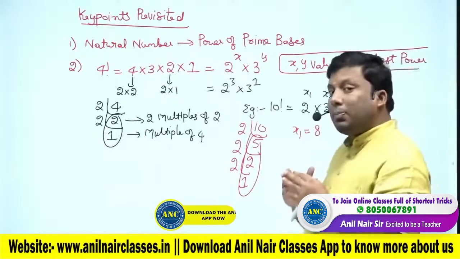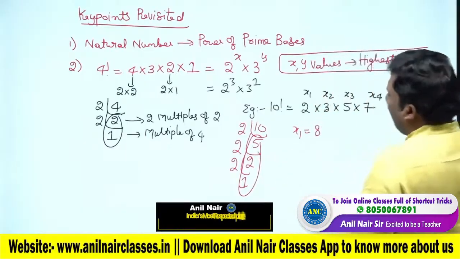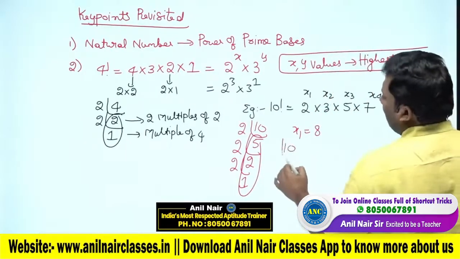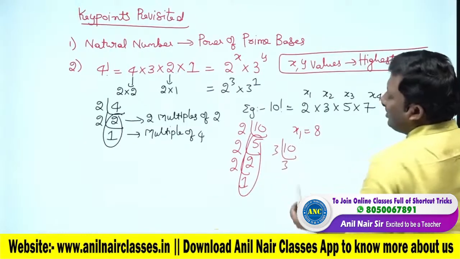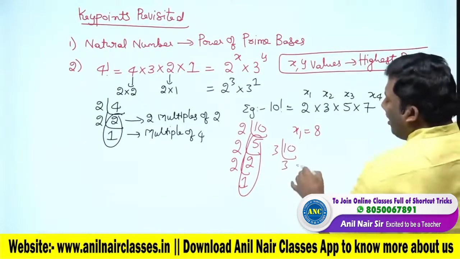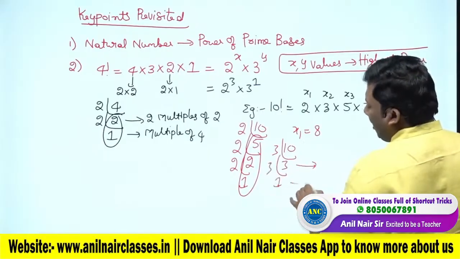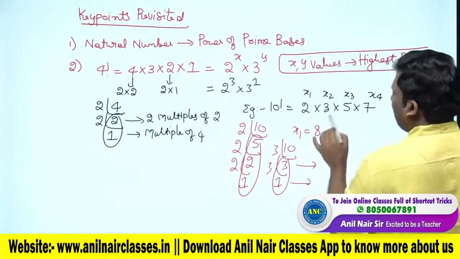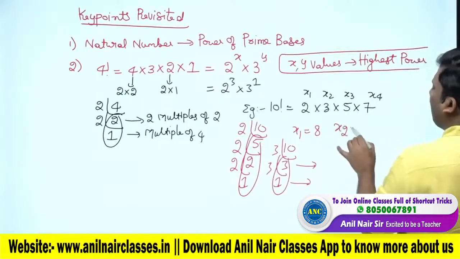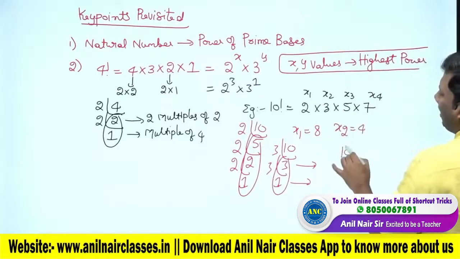What is the highest power of 2 in 10 factorial? It is 8. 10, I am dividing it by 3. 3 3s are 9. What does the 3 denote? There are 3 multiples of 3. Again divide. There is 1 multiple of 9. So 3 plus 1, it is 4. x2 is equivalent to 4. Divide 10 by 5.